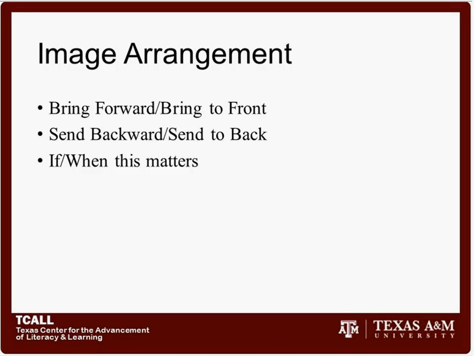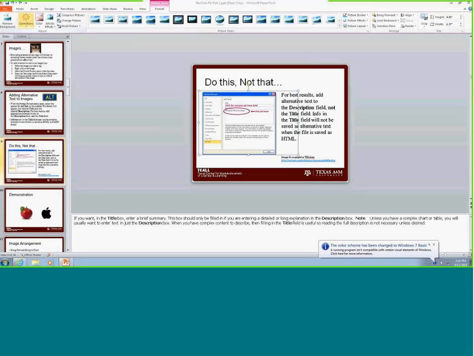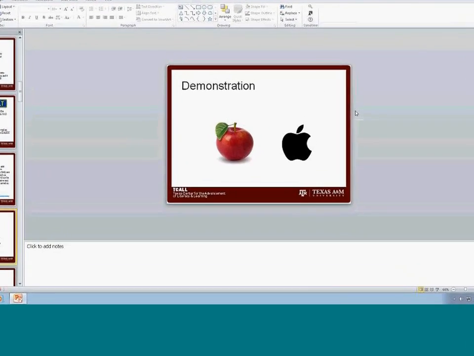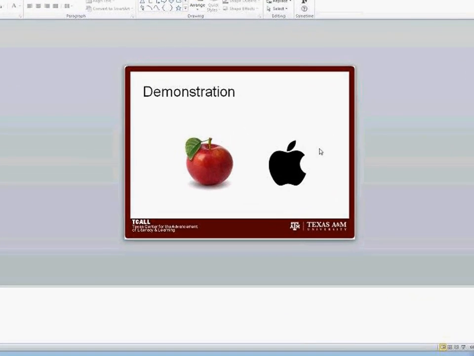Your image arrangement, and I will do a quick demo here again of that. I'm going to share my screen very quickly. We're talking about when you've got a bunch of images on a slide and you're trying to arrange them. There we go. Coming over to this slide, we've got a couple of apples here. We've got the Apple logo. We've got a regular apple over here on the left-hand side. So we've got two images up here.